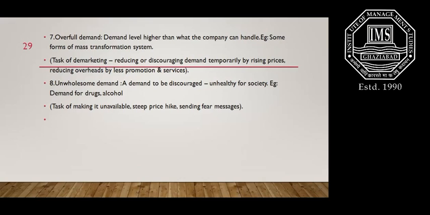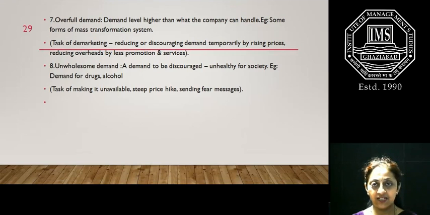This is a demand which already exists in the market, but it is deemed as being unhealthy for society. So, for example, the demand for drugs, the demand for alcohol. So, the task of the marketing manager is to send out either fear messages or make it unavailable, or cater through the task of surrogate advertising, where companies start marketing and advertising using soda and Bisleri water bottles instead of directly talking about their alcoholic products.